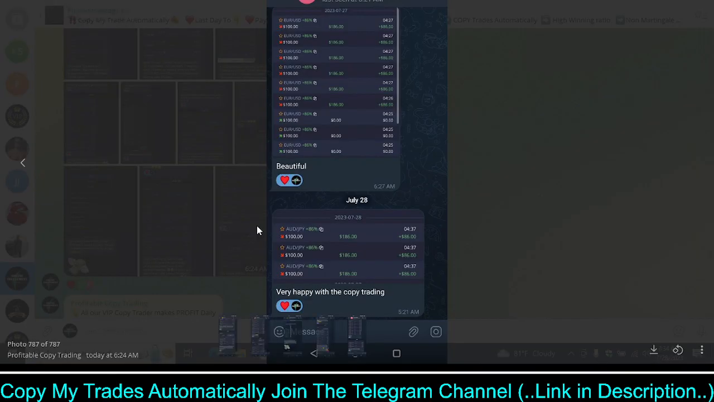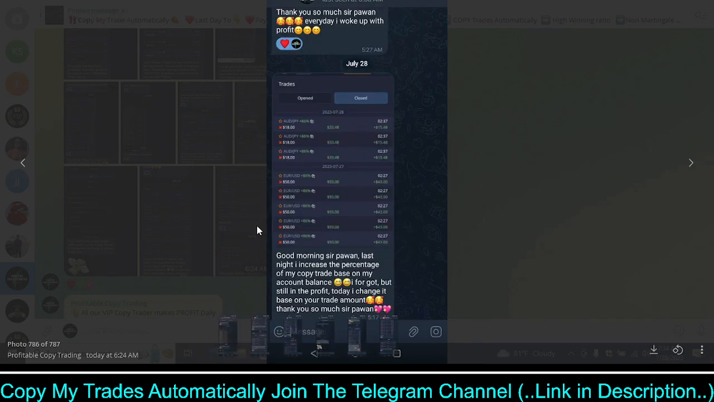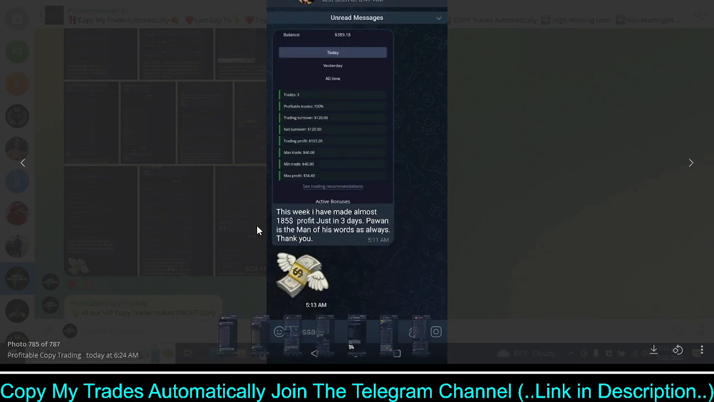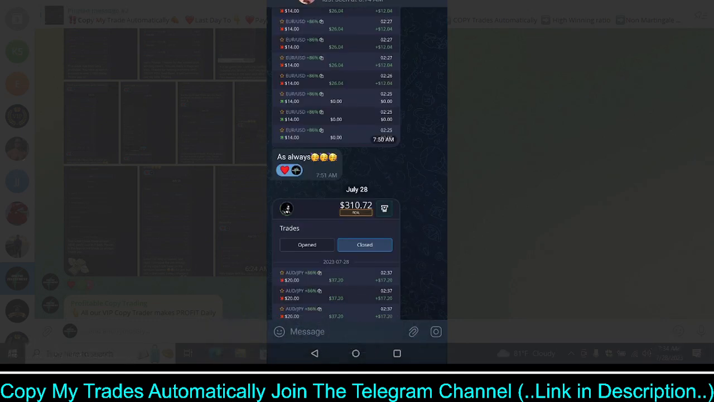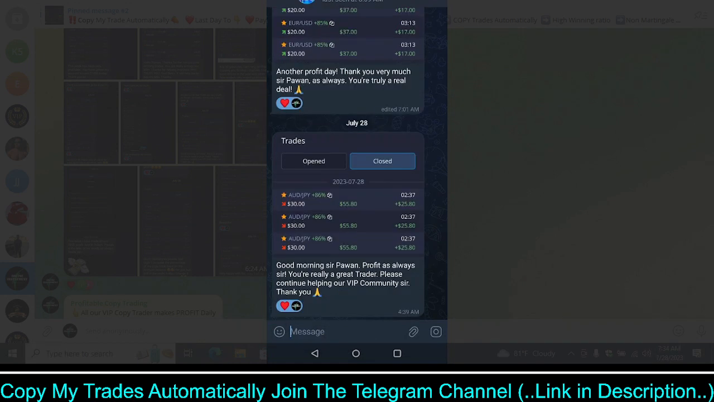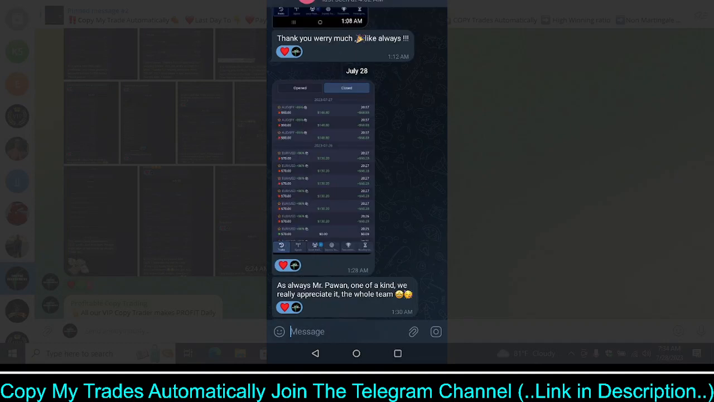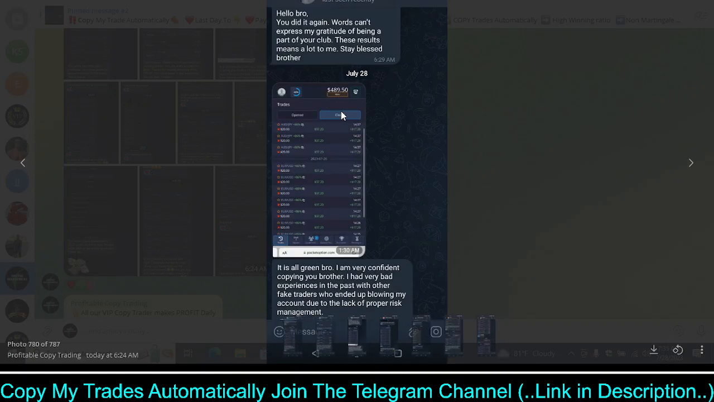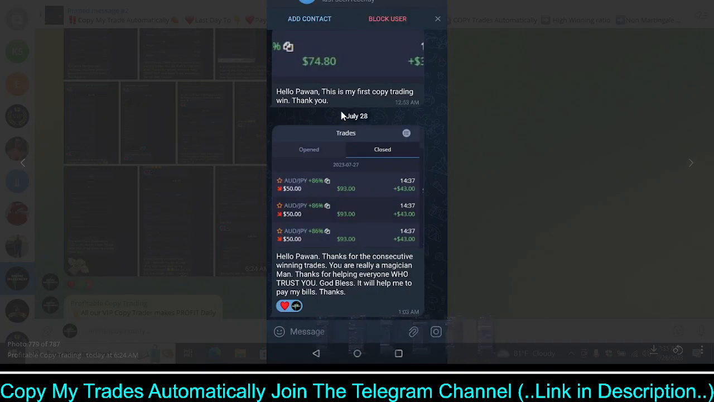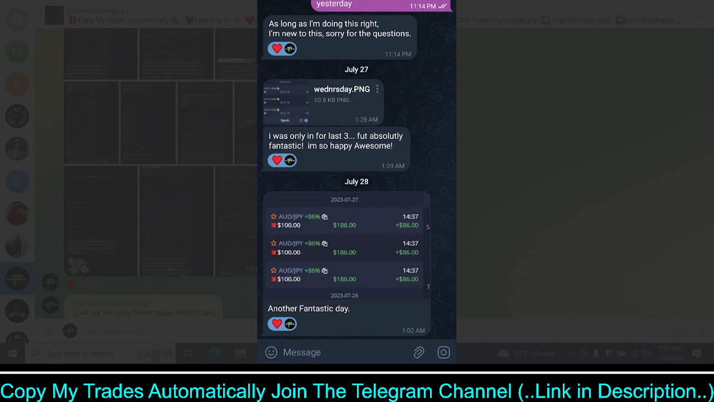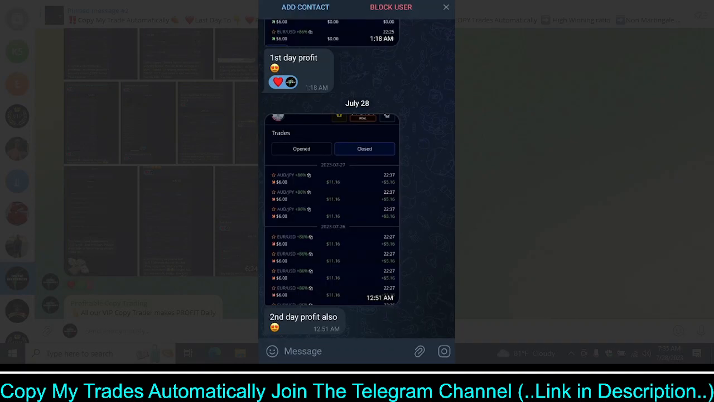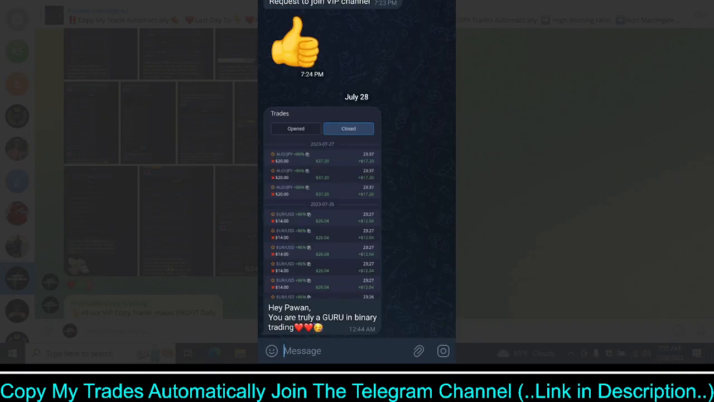Now let's see how happy my VIP copy traders are. Here you can see some of the screenshots that I have shared. You can pause and read these screenshots, but I will just show you a little bit fast. Here you can see literally everyone is making profit inside my VIP copy trading channel, and I have not even hidden their names. You can literally ask them also by joining my Telegram channel. We have lots of this kind of proof. You can watch, you can ask, you can read.